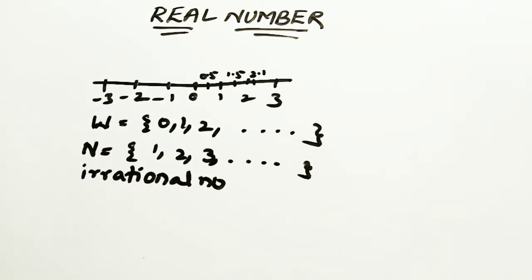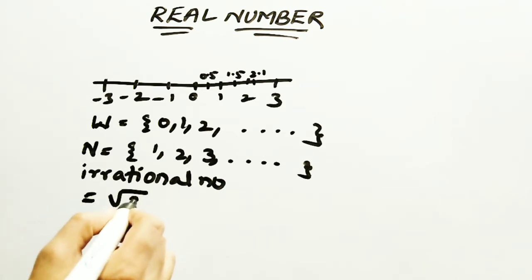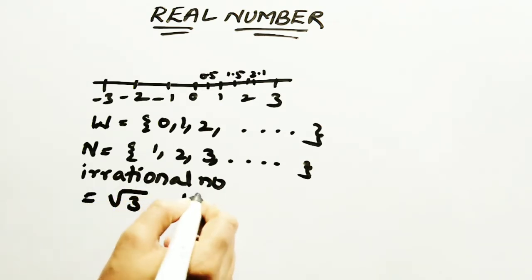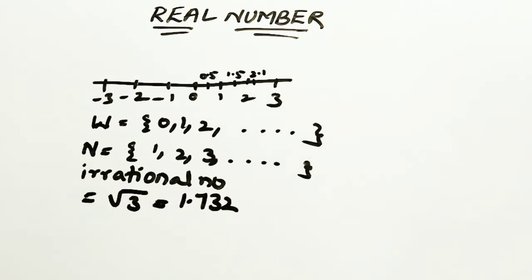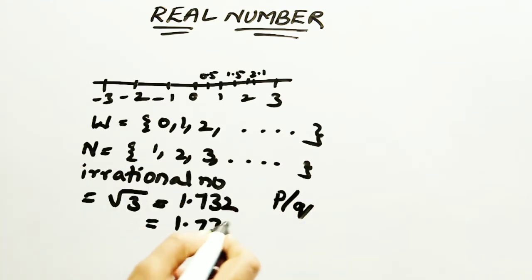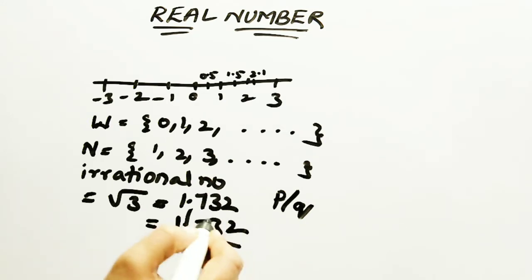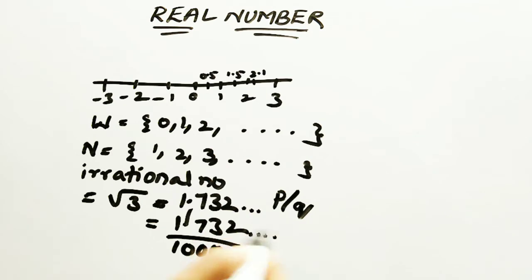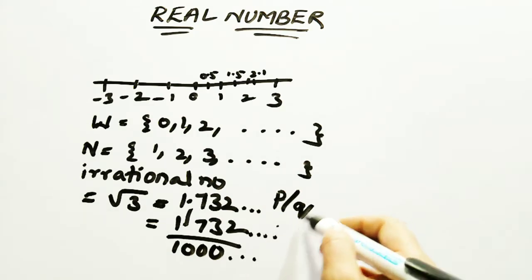Just take an example. An irrational number is not in P by Q form. Suppose the irrational number is root 3. Root 3 value is 1.732. If you try to take the irrational number in P by Q form, suppose 1.732, remove the digits. How many zeros will you get? 1.732 dot dot means some values are there. How many zeros will you take? You will take infinite. So it is called an irrational number. An irrational number is not in P by Q form.